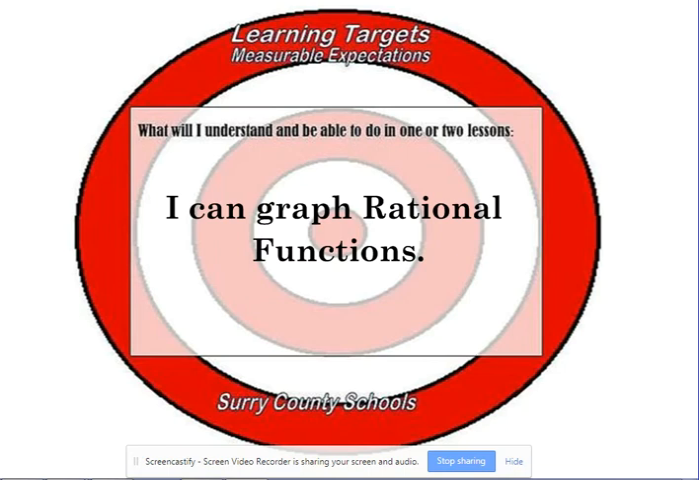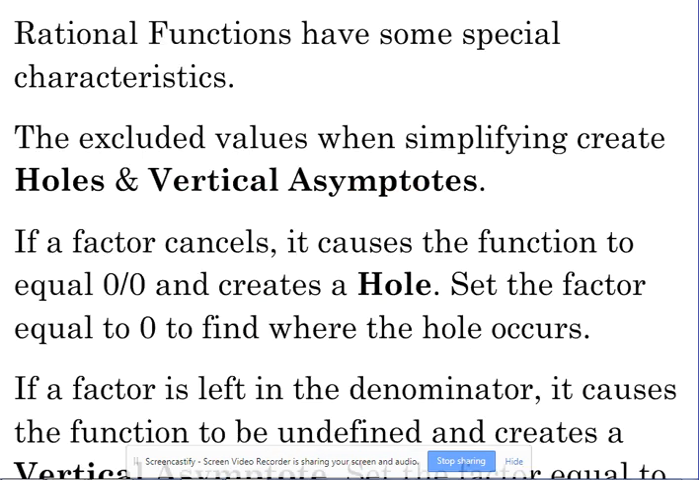Graphing rational functions, so we've simplified them, and that leads us directly into the ability to graph these things. Now, obviously, I know that your calculator will graph whatever you tell it to graph, but there are some specific details that we need to discuss, and that your calculator doesn't just come out and outright tell you about. Just like with quadratics, your calculator won't tell you what the axis of symmetry is. You have to know how to find the vertex of a quadratic. Different things like that we have to worry about with rational functions. They have some special characteristics.